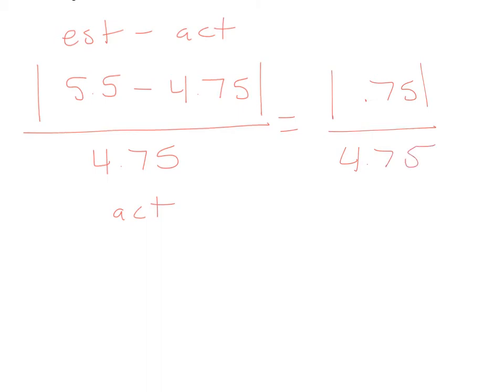Now, please note, I know neither one of these have it in there, but there are times you are going to get a negative 0.75. If that's the case, make sure when you take the absolute value of it that you get a positive. Remember, absolute value will always give you a positive.